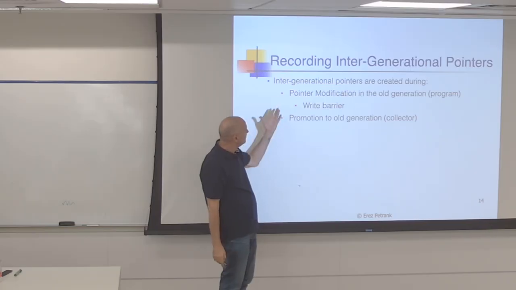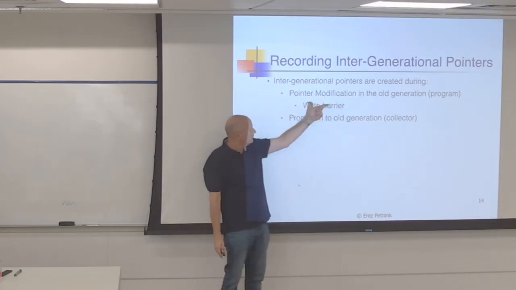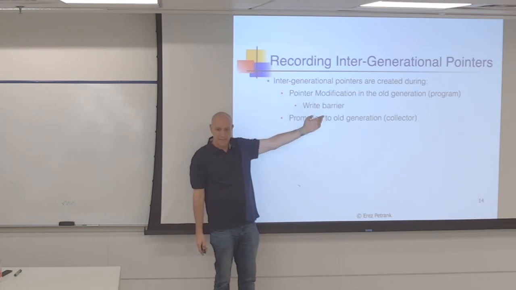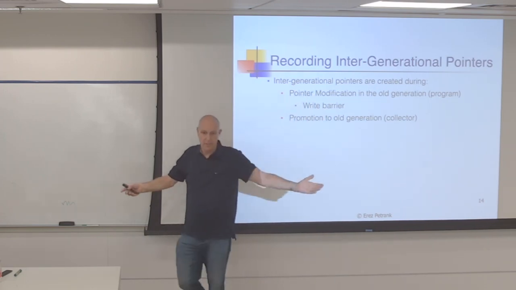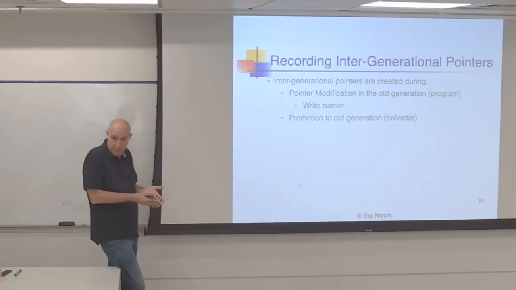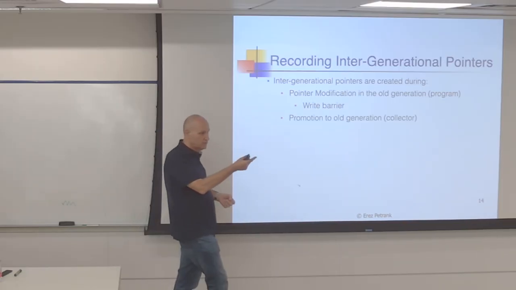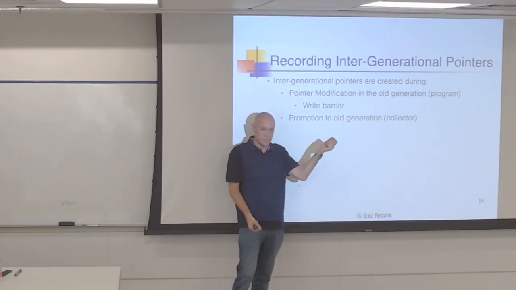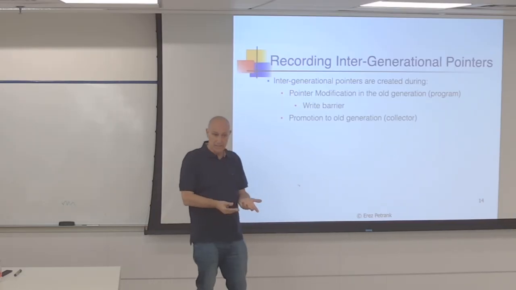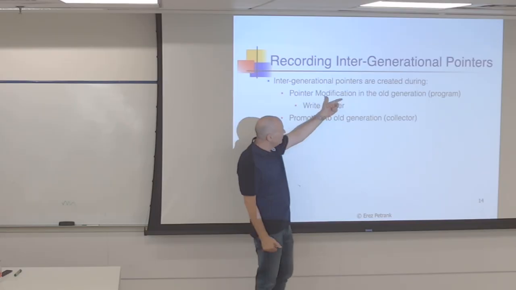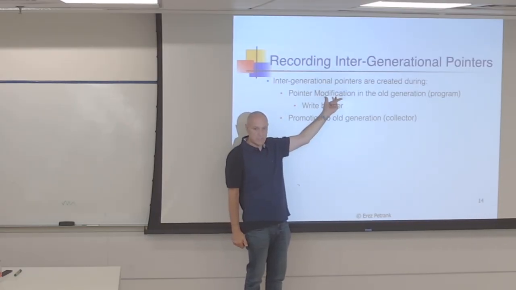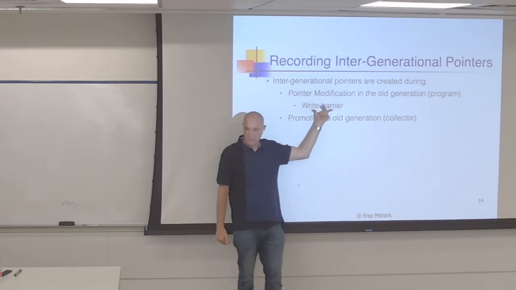When are intergenerational pointers created? They could be created by the program or by the collector. By the program, it's when you write a pointer. It may be a pointer that resides in the old generation and points to the young generation. That means an intergenerational pointer has been created, and that has to be reported to the collector. So we record each such thing by using a write barrier.